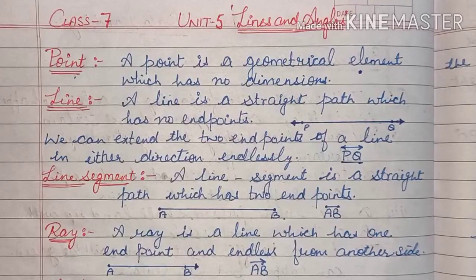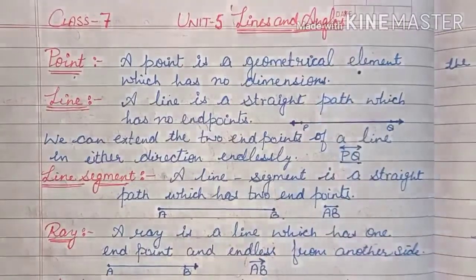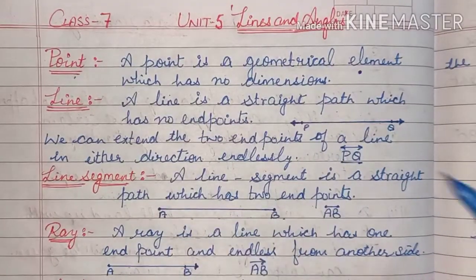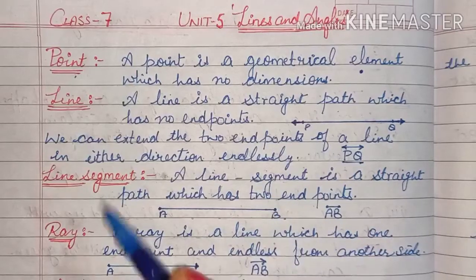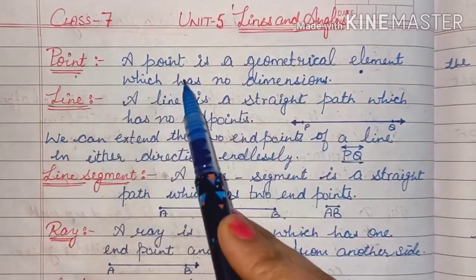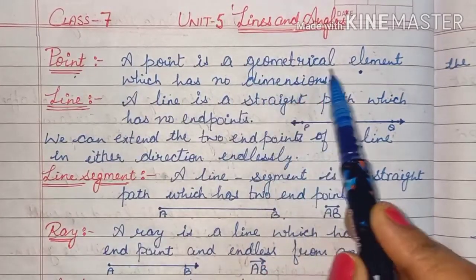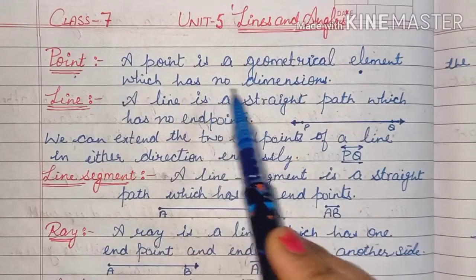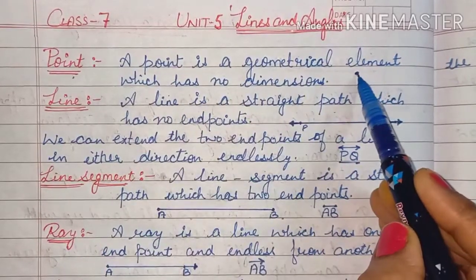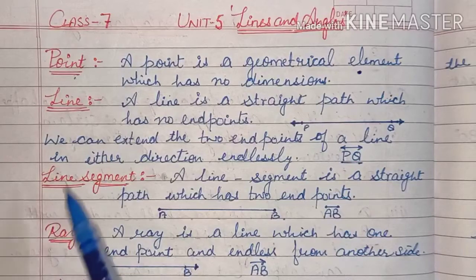Hello students, today we are going to start new unit 5, lines and angles. You all have learned about lines and angles in earlier classes also. So let's recall. First one is point. A point is a geometrical element which has no dimensions. So a point has no dimension.